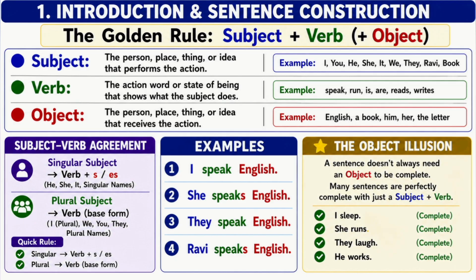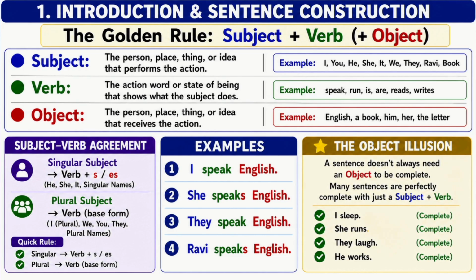The verb is the action word or the state of being that explicitly shows what that subject is doing, such as speak, run, is, are, reads, and writes. The object is the person, place, thing, or idea that receives the action of the verb, like English, a book, him, her, and the letter.